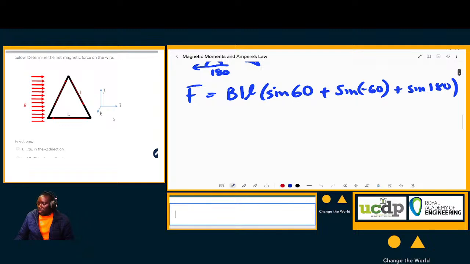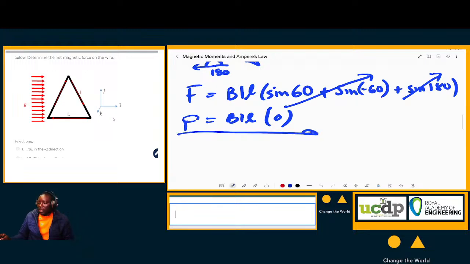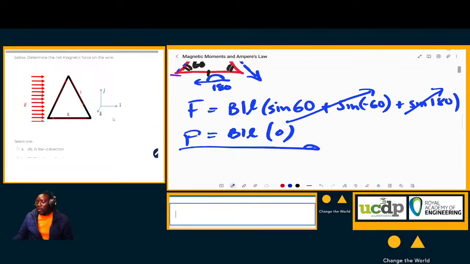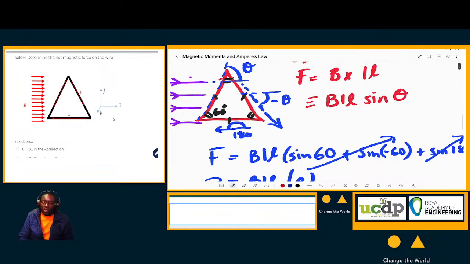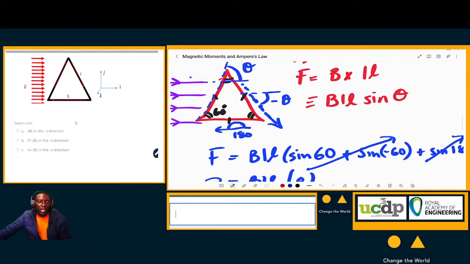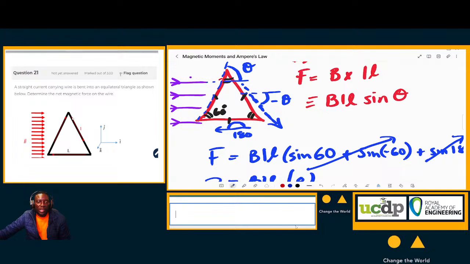So these two, sine 60 plus sine minus 60, is sine 60 minus sine 60, so this is 0. And sine 180 is also 0. So this is BIL times 0, and the net force is 0. Basically, that's how the calculation goes. But even by recognition, knowing that this is a closed loop, if current goes in a closed loop, the effects of the currents around the loop will cancel out. So the net force there will be 0.